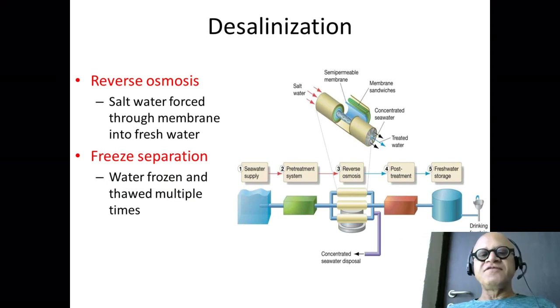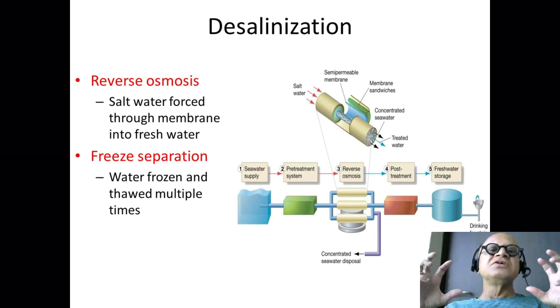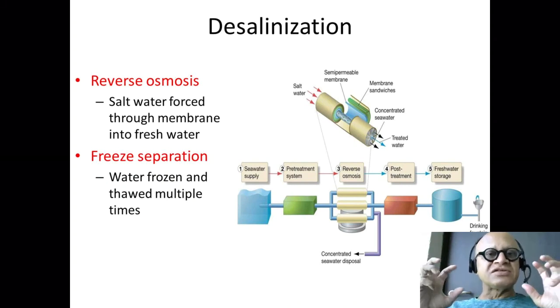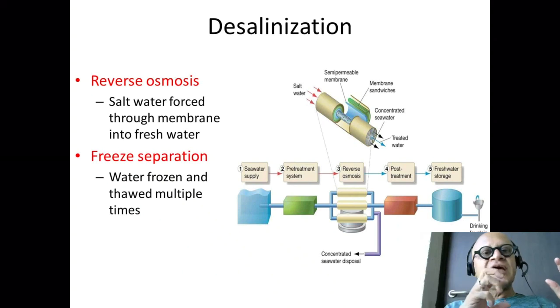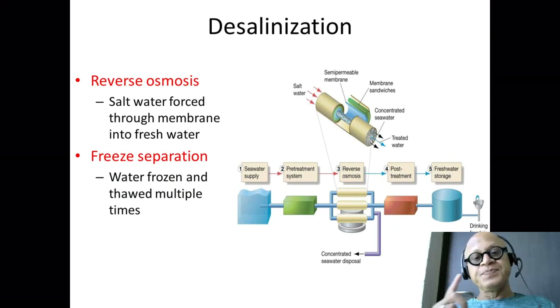And the other method is freeze separation, where seawater is brought into a pre-treatment center and it's frozen. Remember, freezing releases brine and the salts, and you are left with ice, which is almost free of all salts. But you have these freeze-thaw cycles, which also make it very expensive. So everything is expensive, especially because the quantities of water you're trying to produce are very large.